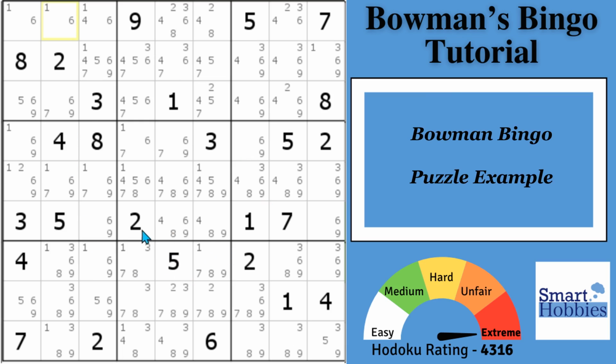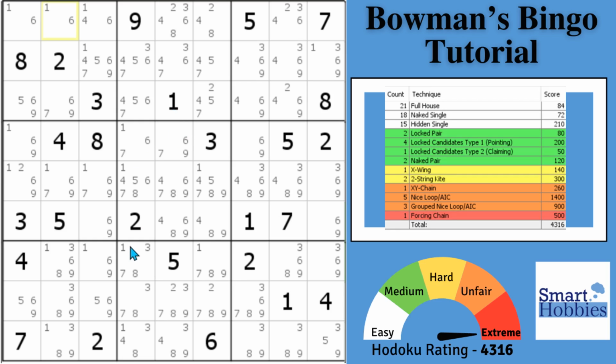Okay, I asked the Hodoku desktop app to generate a very hard puzzle for me. You can look over on the right and notice that there's a ton of advanced and unfair and extreme strategies, even a forcing chain required to solve this logically. We're going to bypass 99% of all that with just a few smart decisions and basic techniques. You're going to be able to solve this puzzle quickly.